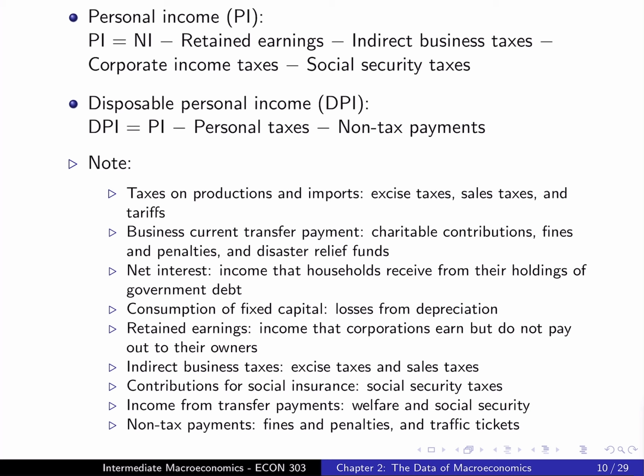Indirect business taxes typically include excise and sales taxes. Contributions for social insurance include social security taxes. Income from transfer payments includes welfare benefits and social security payments. Non-tax payments include fines, penalties, and traffic tickets.